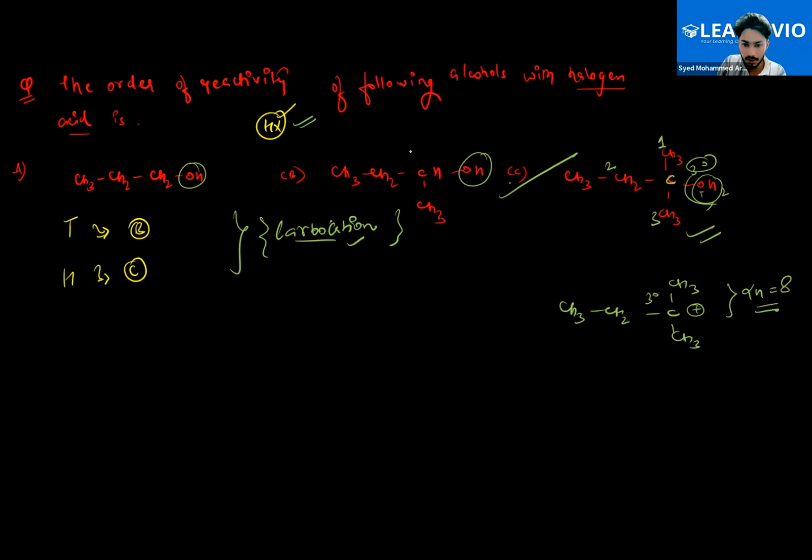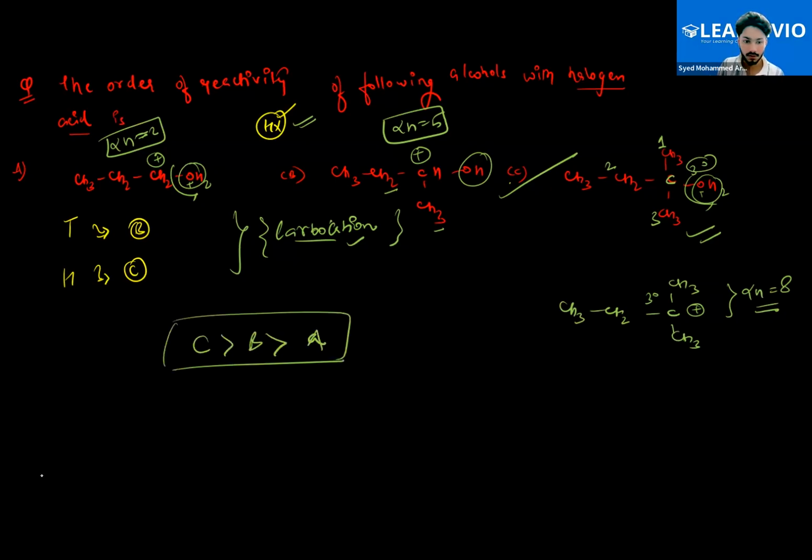If you see here, the positive sign will form and there are 5 alpha hydrogens here. And here, if the positive sign comes up after the leaving group leaves, how many alpha H are there? Only 2 alpha H. So if you see the count of alpha H, option C is the most appropriate for the reaction to take place. So the order will be C, then B, and then A. Fine? Got it?